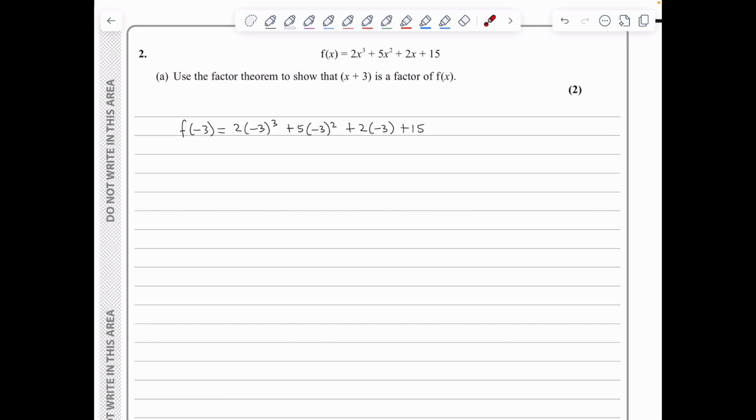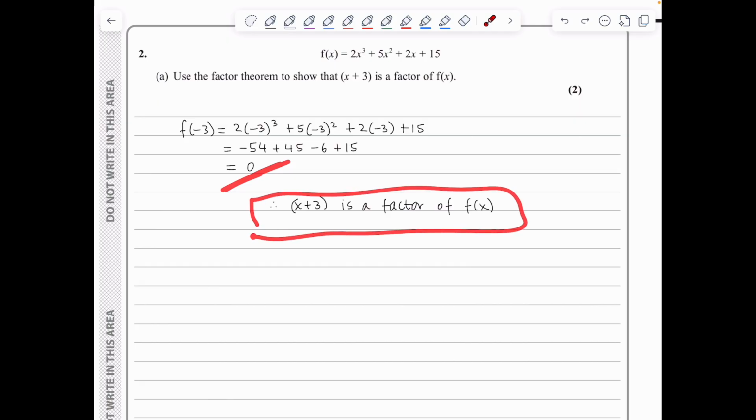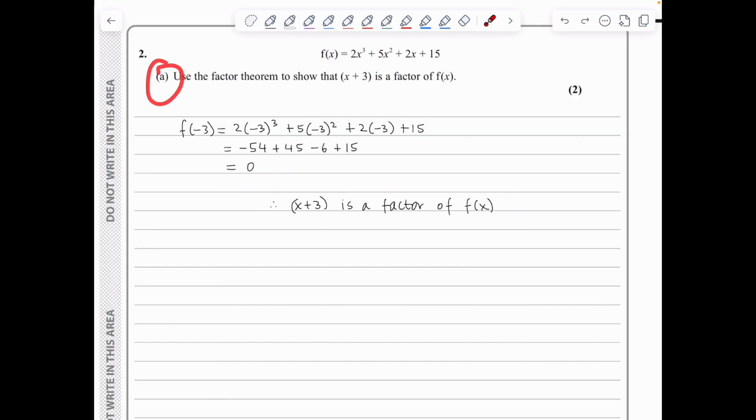Now this is a show that question, so I need to show some of the calculations here. So we're looking at negative 54 plus 45 minus 6 plus 15, which gives an answer of 0. And therefore we conclude that x plus 3 is a factor of f of x. Now we need to be careful here. If we stop at the result of 0 without a conclusion, we will be penalized. And also if we try to solve part A using long division, we will score 0 because the question is asking explicitly for the factor theorem.